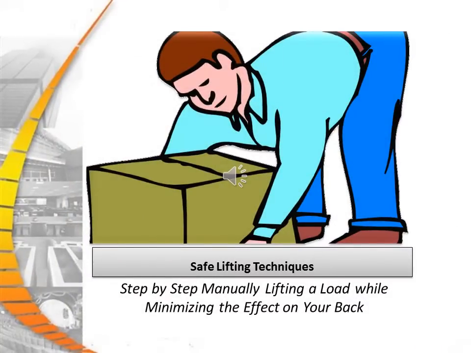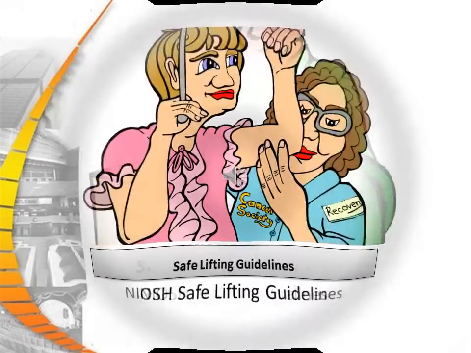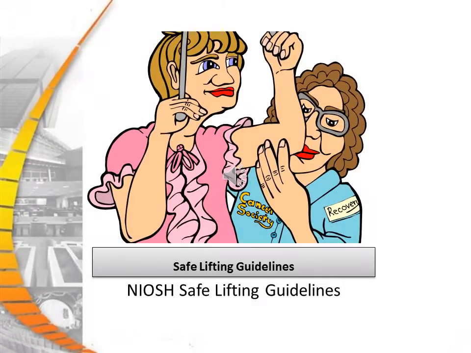Here we can see an example of how not to lift, placing the maximum stress on your L5-S1 disc. In future slides, we'll show step-by-step manually lifting a load while minimizing the effect on your back. We can talk about NIOSH lifting guidelines, the National Institute of Occupational Safety and Health, as far as what they suggest for safe lifting of a load. Go to NIOSH.gov to see all the details of NIOSH's safe lifting guidelines.